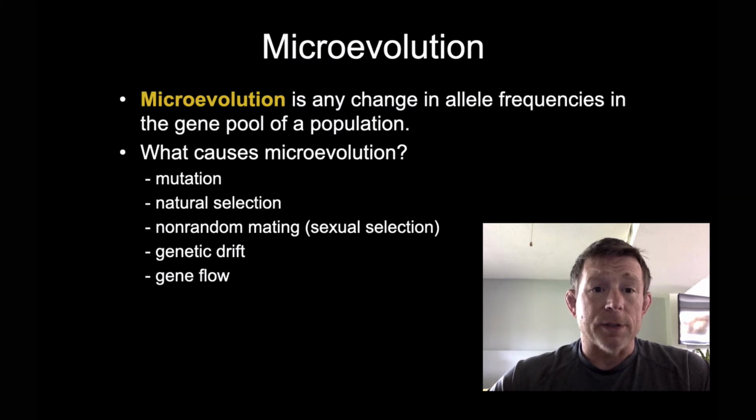So that is what microevolution is all about. It's any change in allele frequencies in the gene pool of a population. So what were those evolutionary influences that Hardy and Weinberg were talking about? Well, those are things like mutation and natural selection and non-random mating, also known as sexual selection, genetic drift, and gene flow. So throughout this presentation, I'm going to define these different types of microevolution.